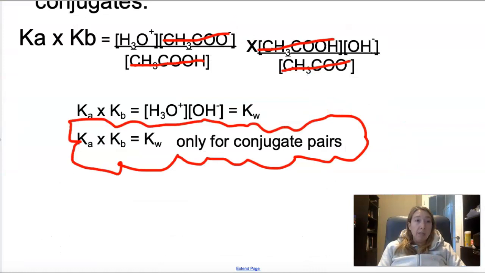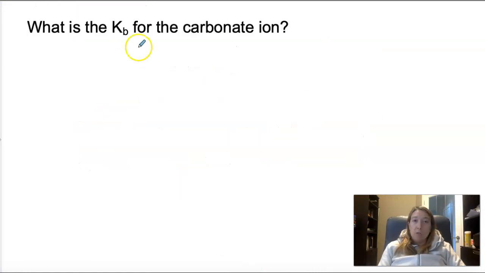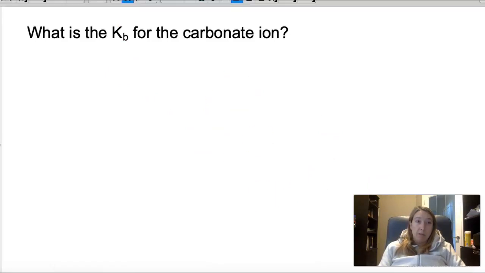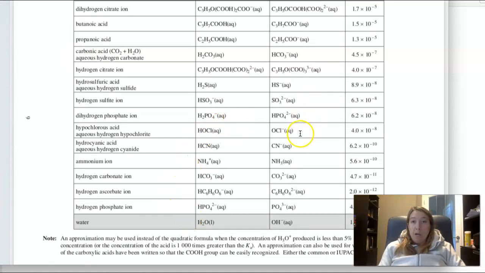Now that you know how to find Kb, let's look at some questions. Really simple one: what is the Kb for the carbonate ion? What we're going to do is go to our red book, which I've hidden back here. We're going to find the carbonate ion. Here is the carbonate ion in the base column, at the bottom of that page.